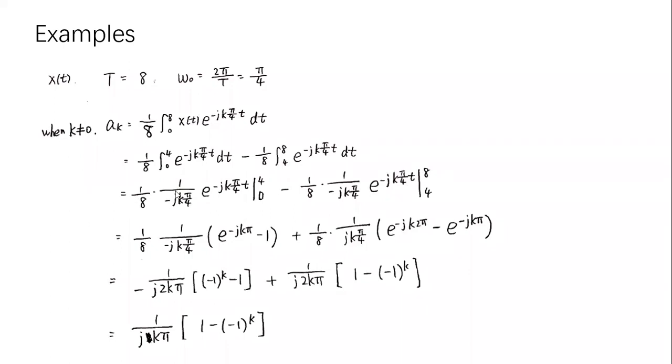So you can see from the third step, there is a k in the denominator. So this is only valid when k is not zero. So we further simplify these expressions in the following step.